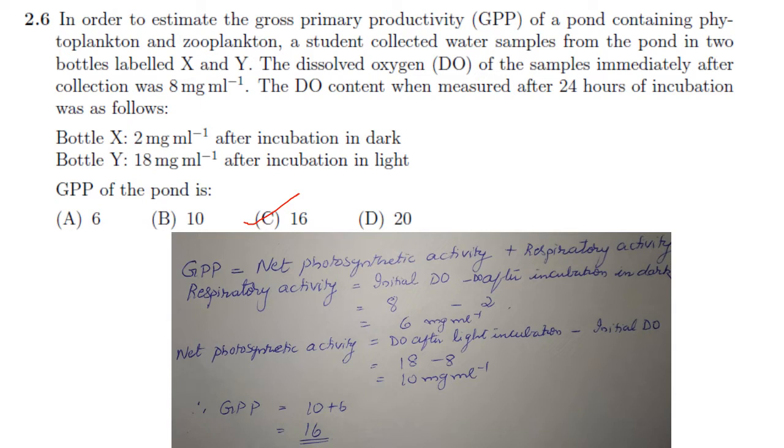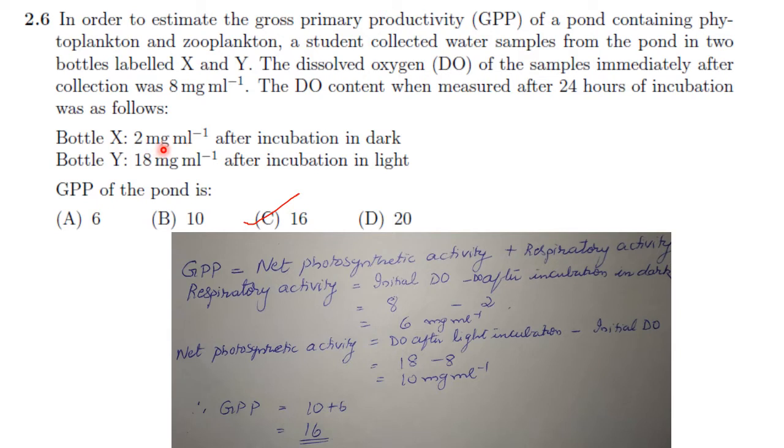So there is variation in the dissolved oxygen that has been measured after 24-hour incubation. Now they have asked to estimate the gross primary productivity. So gross primary productivity is net photosynthetic activity plus respiratory activity. Now how will we come to know the respiratory activity and photosynthetic activity? When the bottles X and Y containing pond water were kept in the dark and light, there was a decline in the dissolved oxygen in bottle X. Why? Because phytoplanktons are not able to photosynthesize in the dark condition and oxygen will be used up in respiration.